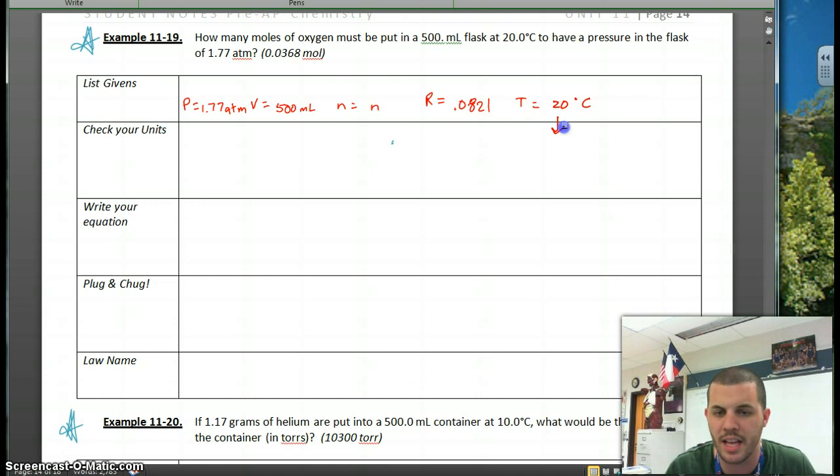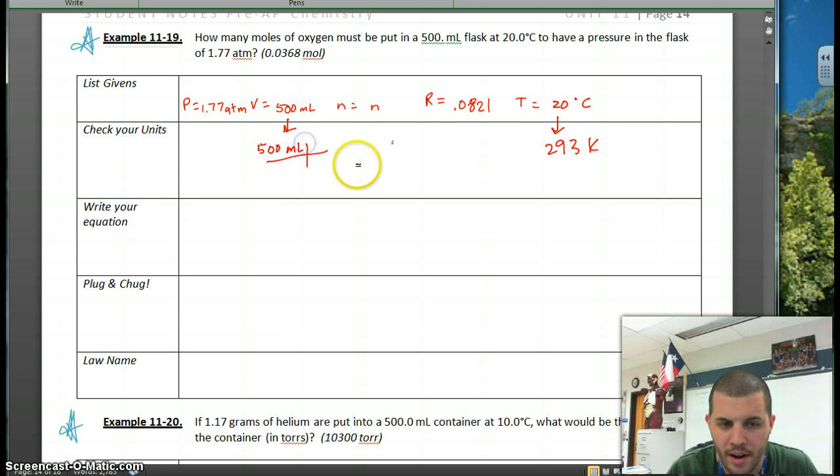Now, my temperature, of course, that's a problem, okay? I need my temperature to be in Kelvin, so that needs to be 293 Kelvin. The R value matches the pressure, so that's fine. But what's my volume have to be? It's got to be in liters. So I know that I'm going to do 500 milliliters.